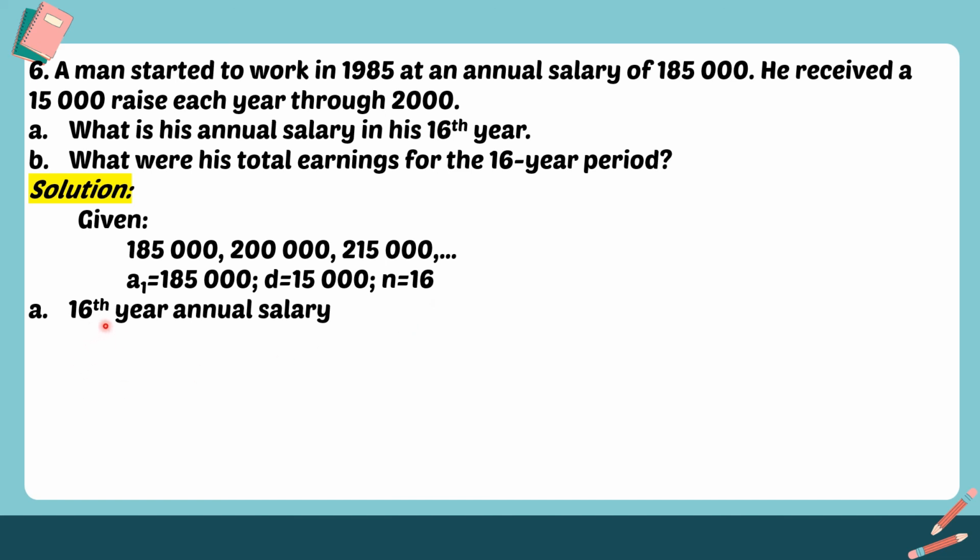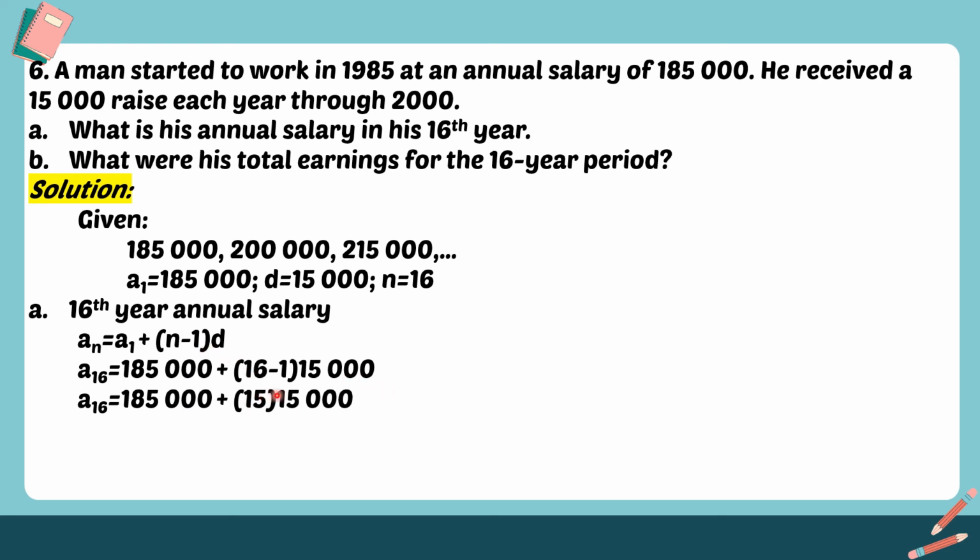So first, we need to solve for the 16th year annual salary using a sub n is equal to a sub 1 plus n minus 1 times d. So parang nth term kasi yung hahanapin natin dahil pang 16th year's annual salary yung isosolve natin. So substitute lang tayo ng a sub 1 which is 185,000 and yung n natin na 16 and common difference na 15,000. So 16 minus 1, that is equal to 15. Then 15 times 15,000 is 225,000. Then 225,000 plus 185,000, that is equal to 410,000. So, by year 2000, ang annual salary na niya ay 410,000.